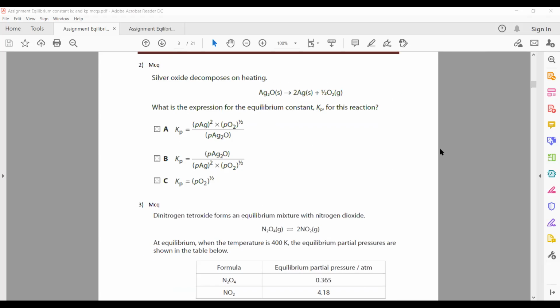What's the answer for this? Silver oxide decomposes on heating. What is the expression for the equilibrium constant Kp? Keep in mind, you have to know whether it's a homogeneous or heterogeneous equilibrium. Solid, liquid and aqueous, you don't take into consideration.